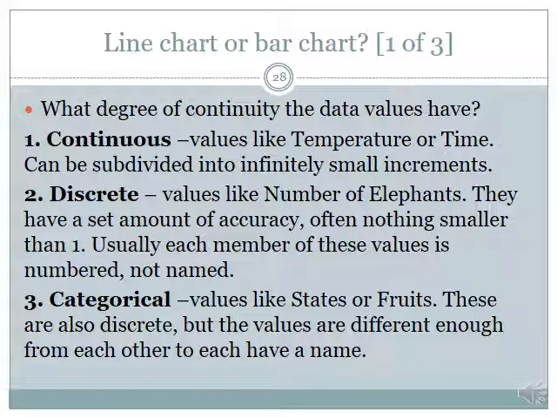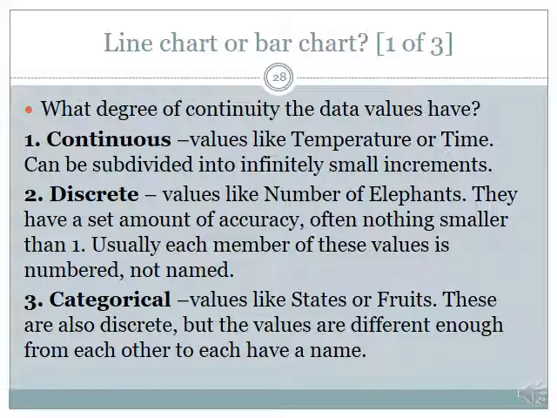Okay, now line chart or bar chart, which chart should I include? This is a very important question. First of all, you have to ask what degree of continuity the data values have. There are three broad categories. One is that your data values may be continuous, like temperature or time, which can be divided into infinitely small increments. Another is discrete, like number of elephants.